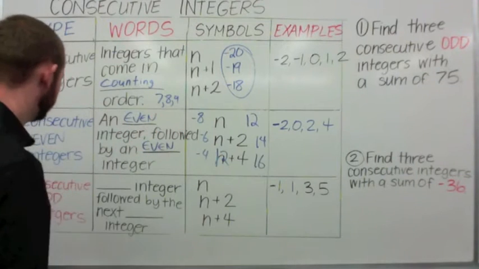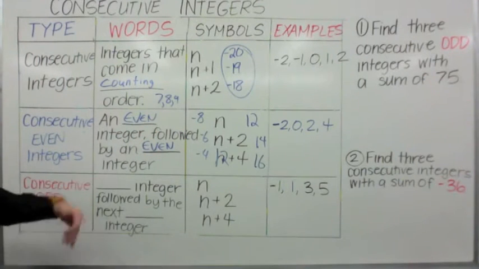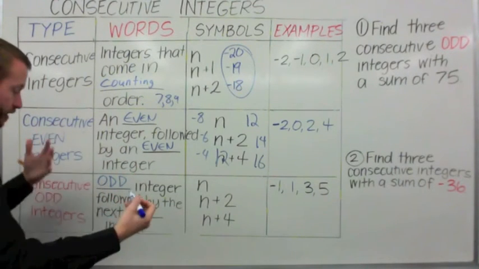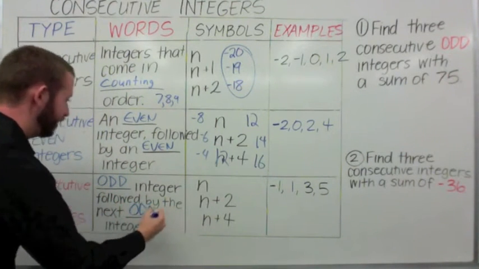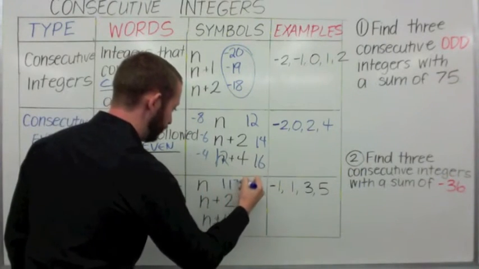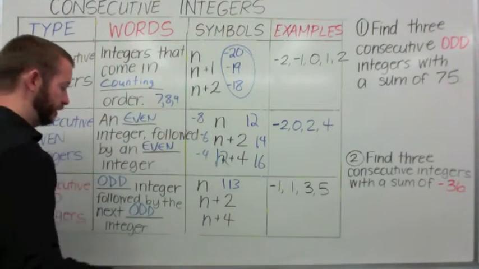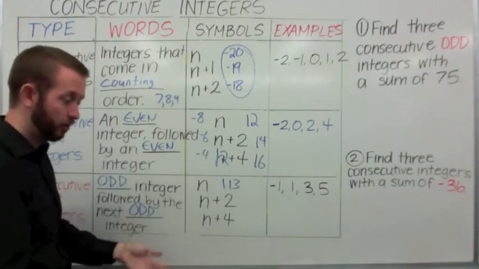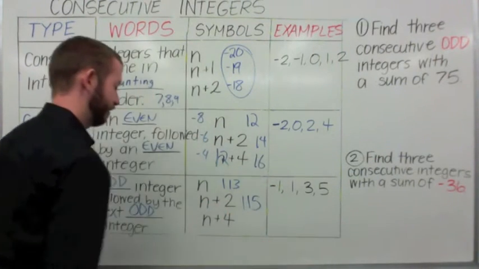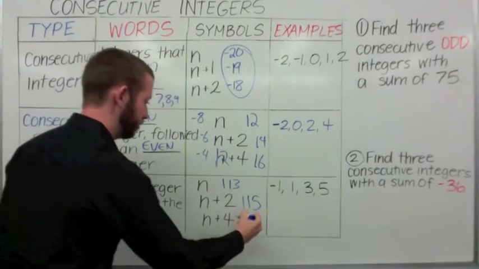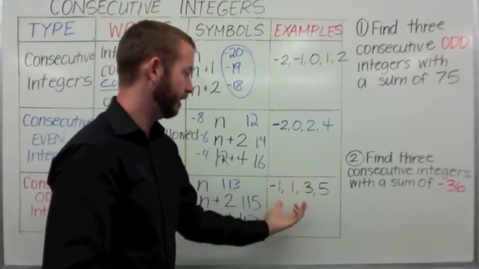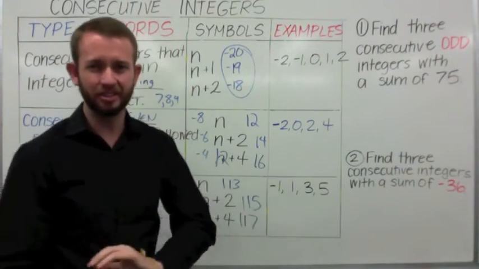6, 8, 10, 12. Consecutive odds are odd integers, as you might imagine, followed by the next odd integer. And this works the same way. Pick an odd integer. I choose 113. Then the next consecutive odd integer would be 115, because 113 plus 2 is 115. And the next one would be 117. Example: negative 1, 1, 3, 5. Again, you're skipping over 0, 2, 4, 6, because those are not odd.